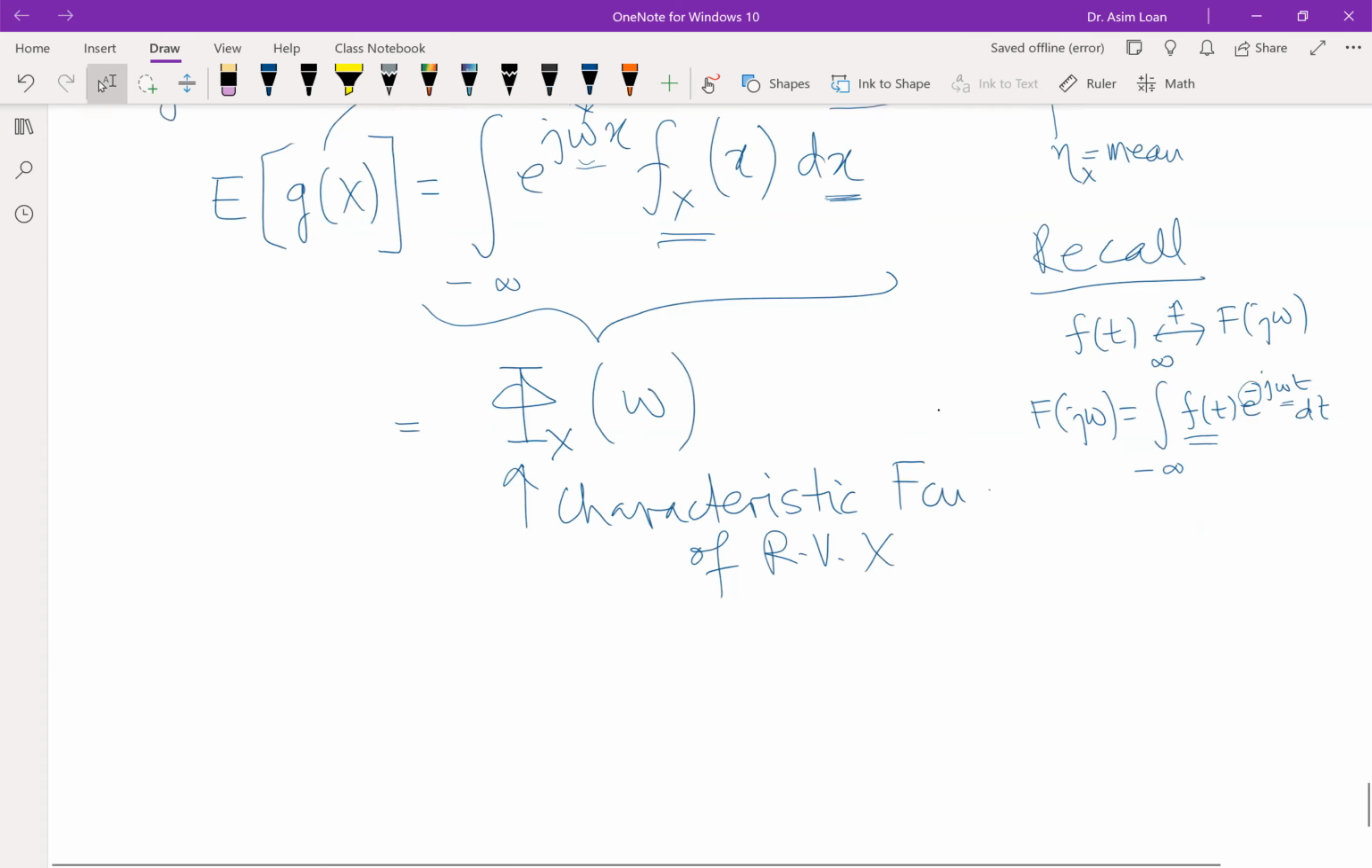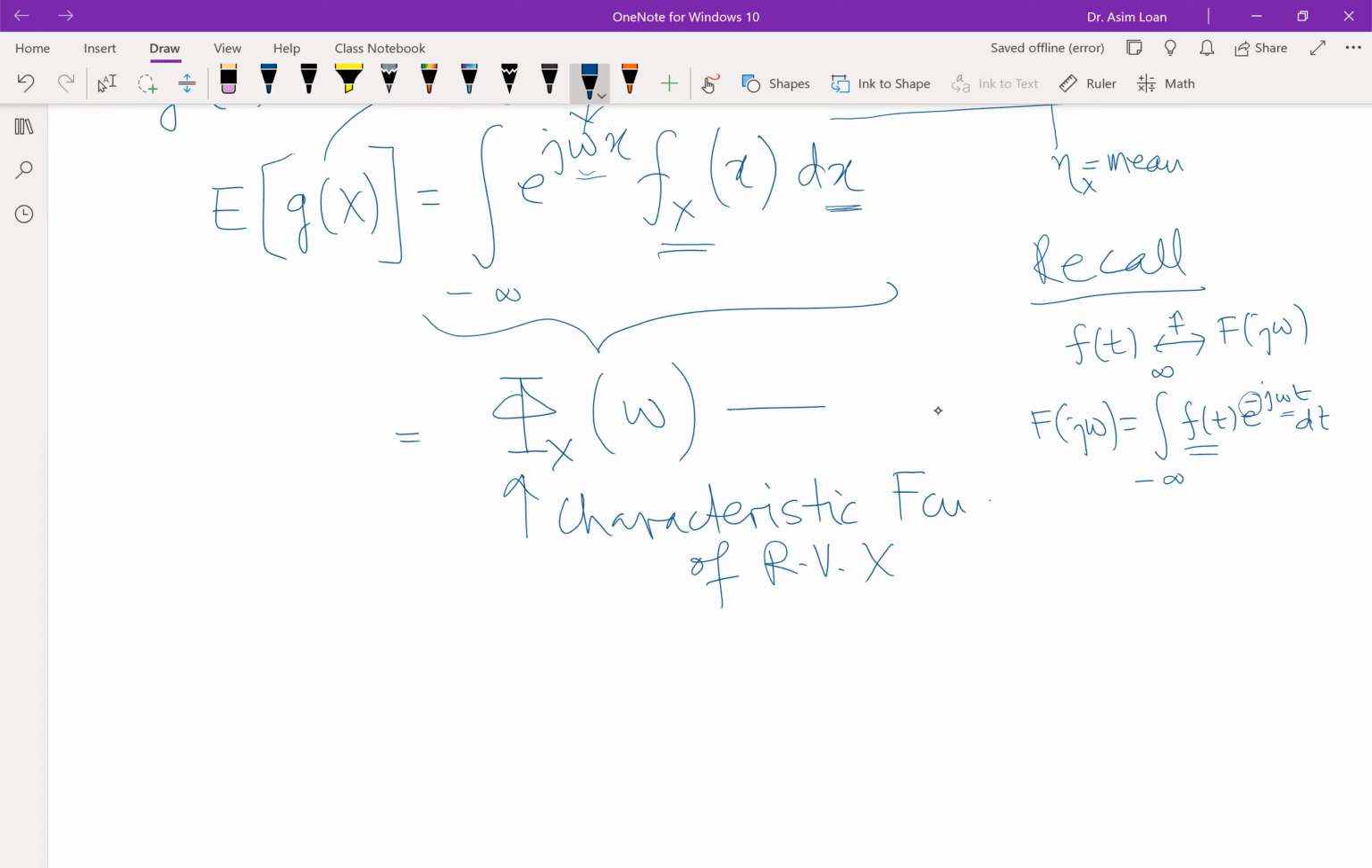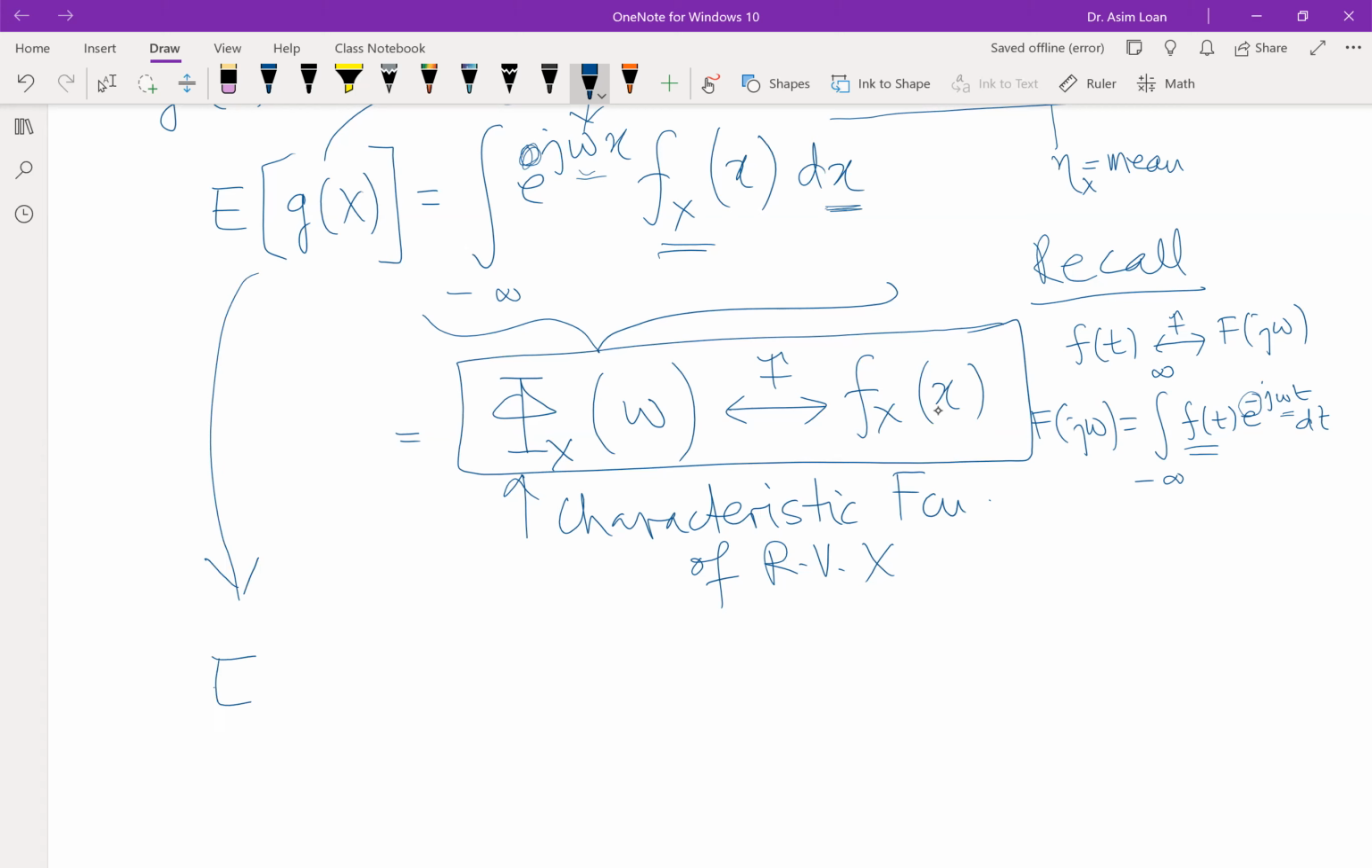So you can always say that this and the density function are a Fourier transform pair. So if you know the characteristic function, and remember there is an issue of the minus here, so you just need to be careful about the negative sign. So the characteristic function and the density function are a Fourier transform pair. This is the most important result of this lecture. So let me end here.